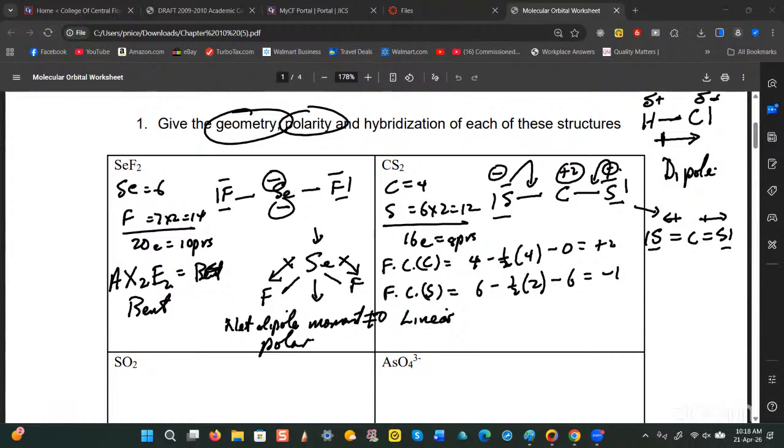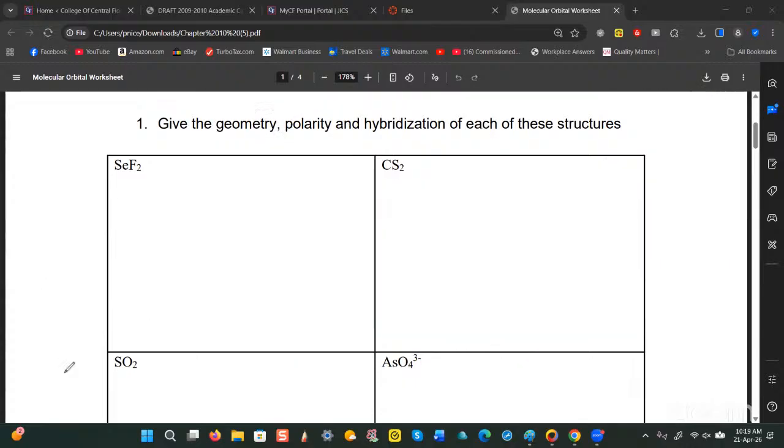All right, so let me just write down here. Net dipole would be equal to 0, so therefore the molecule will be non-polar. All right, and that's it. Okay, any questions about this? All right, let me clear this and move on.